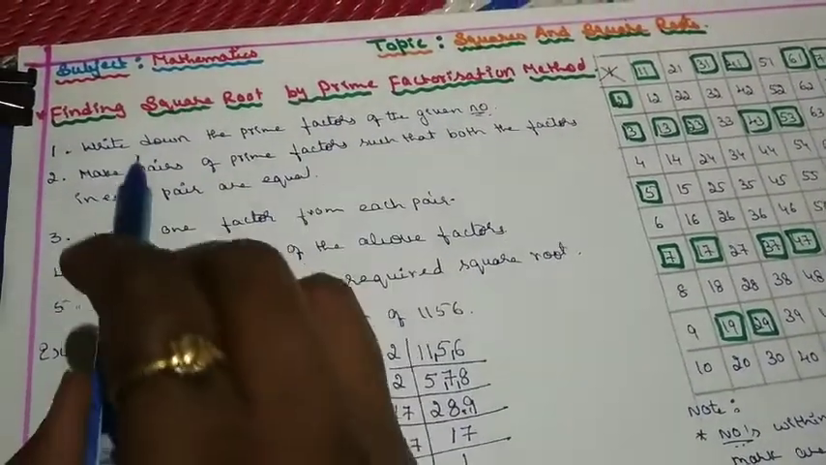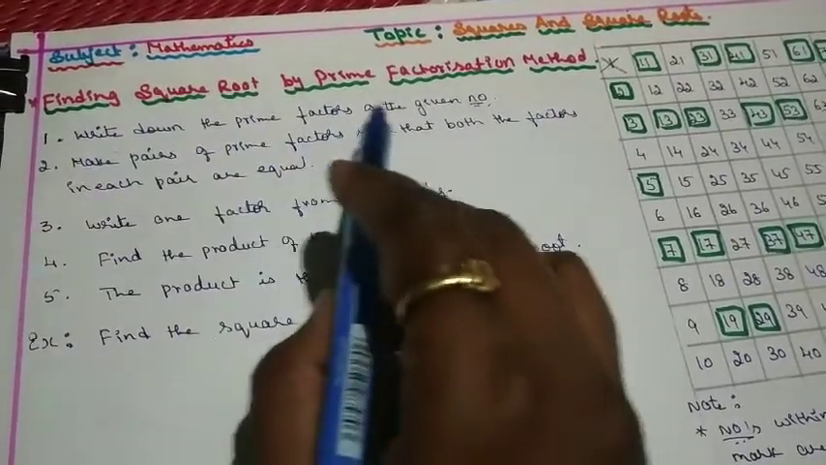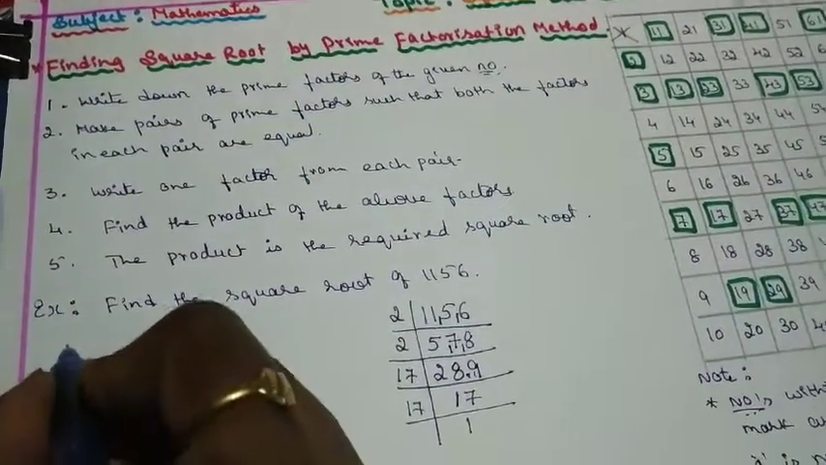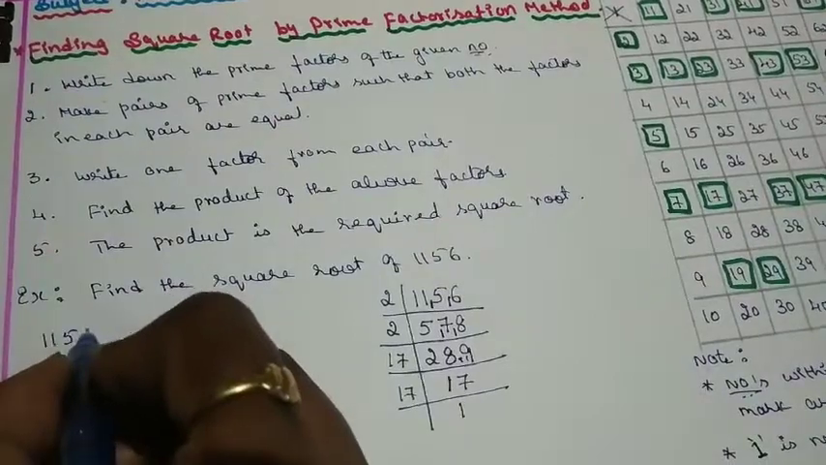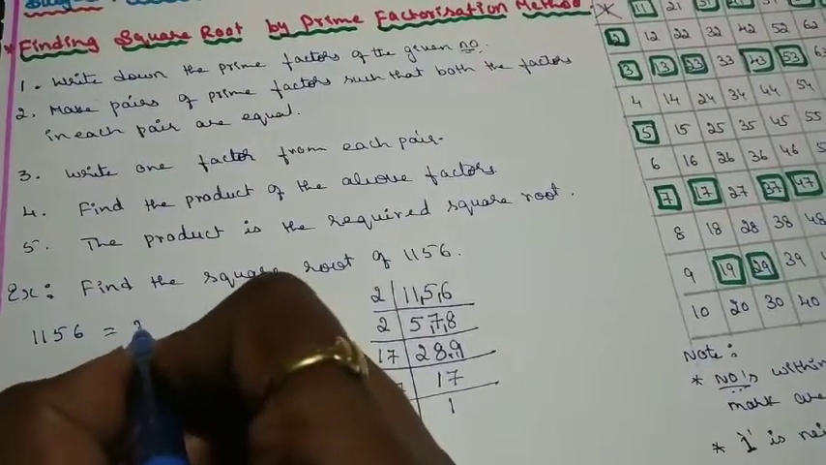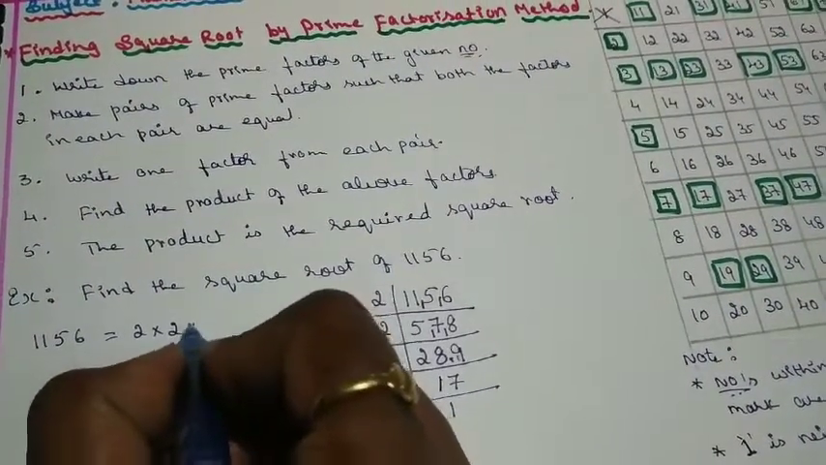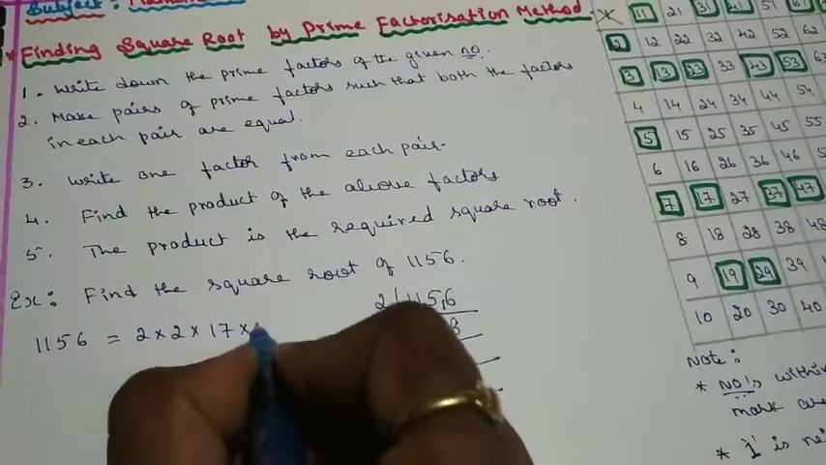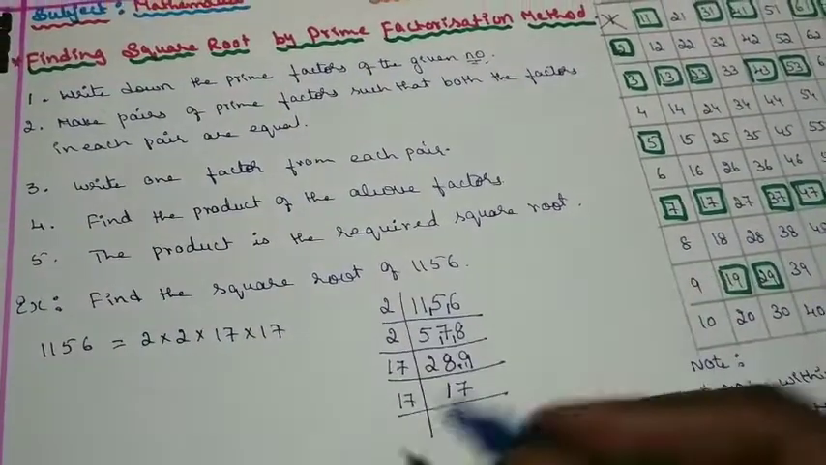So what is the first step? Write down the prime factors of the given number. So 1156 is nothing but 2 into 2 into 17 into 17. So these are the prime factors.